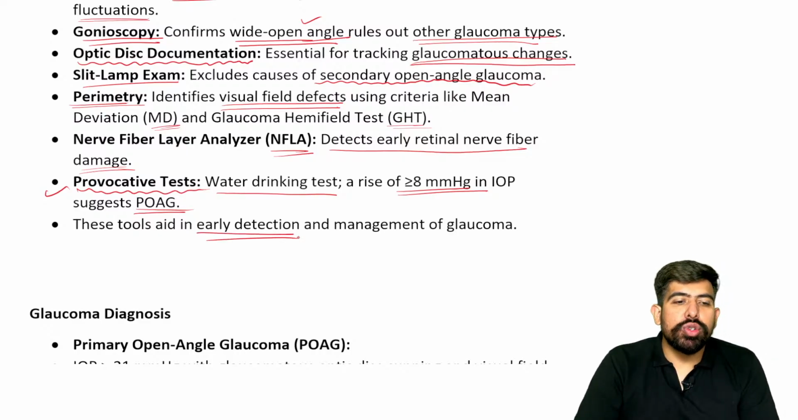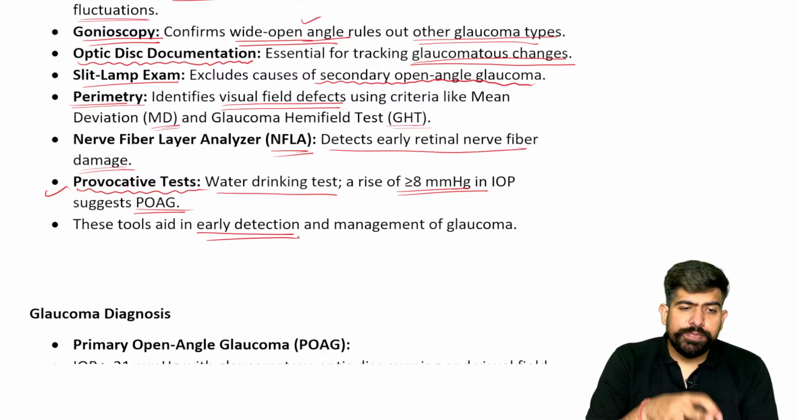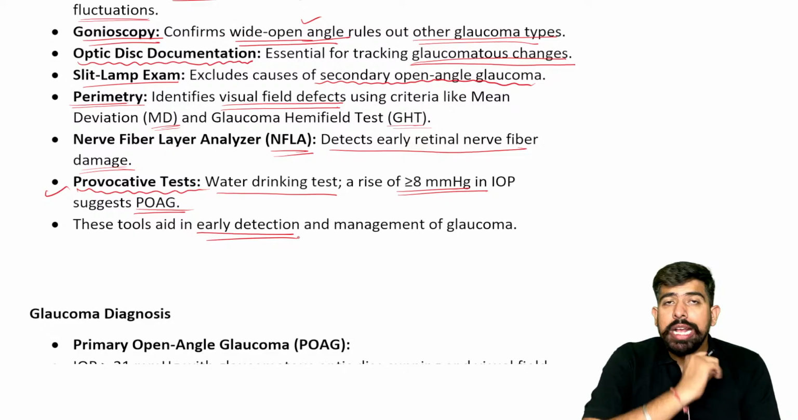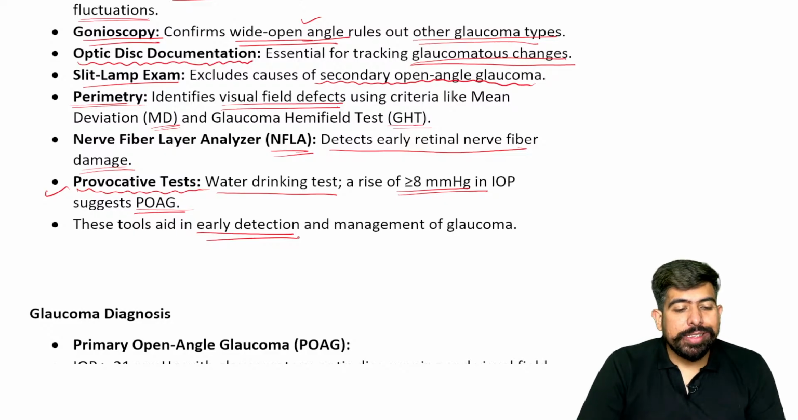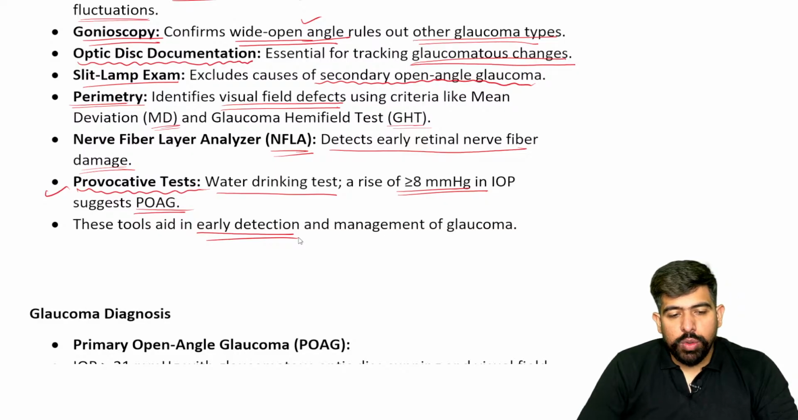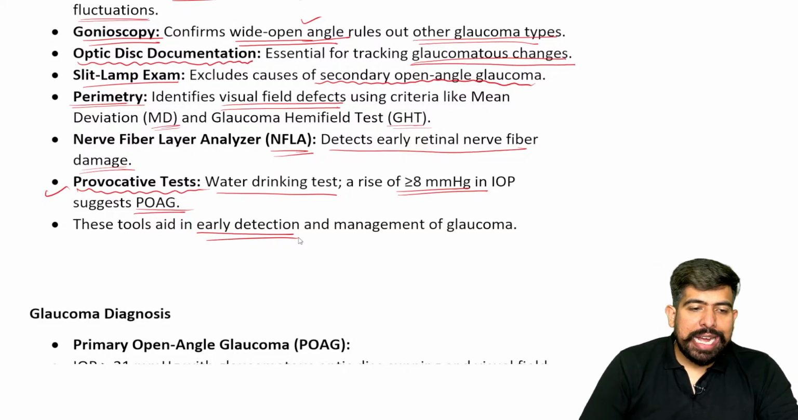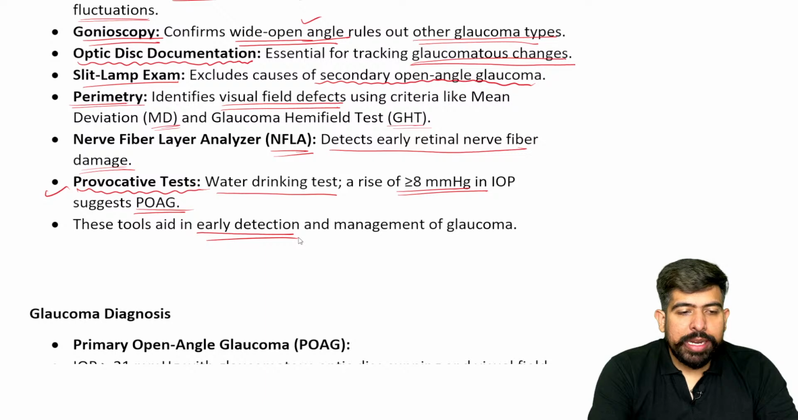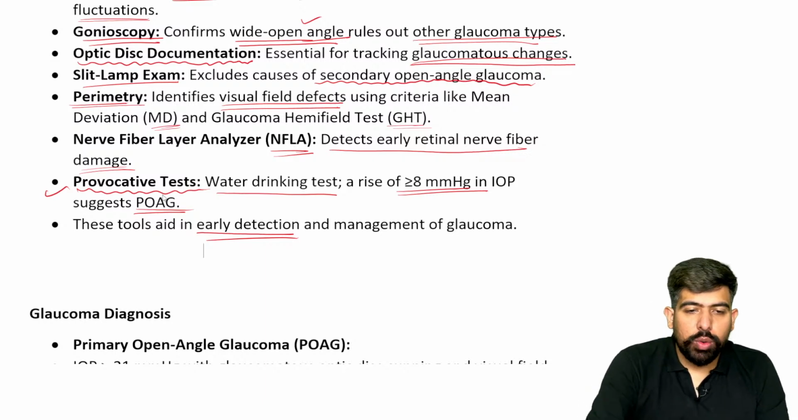Why are we talking about so many tools? Because they make early detection possible, because open angle glaucoma is asymptomatic. As I told you in the starting, there are no symptoms in the beginning. So if there are no symptoms, then what we have to do is these tests, and only by doing these tests can we find that the patient has glaucoma.